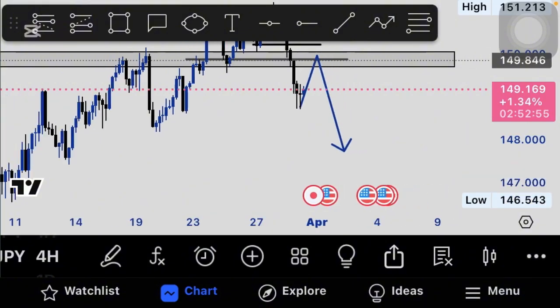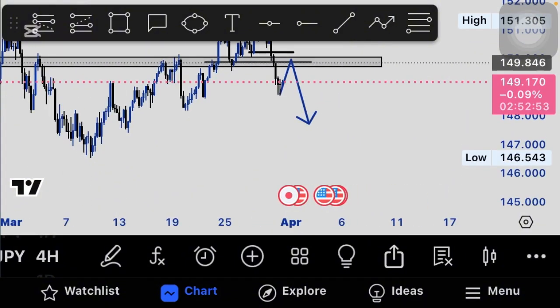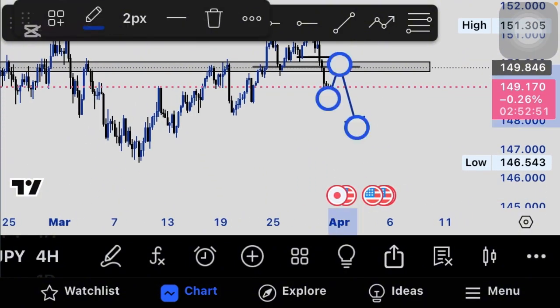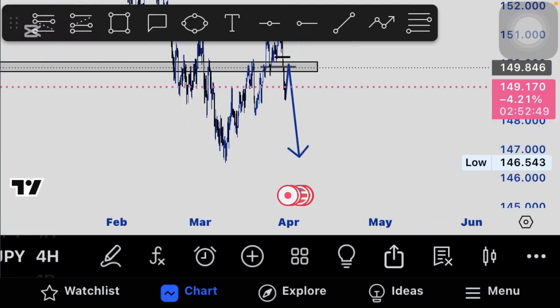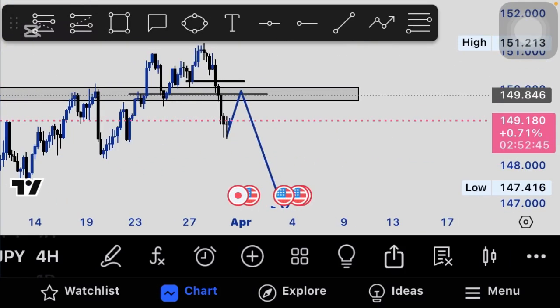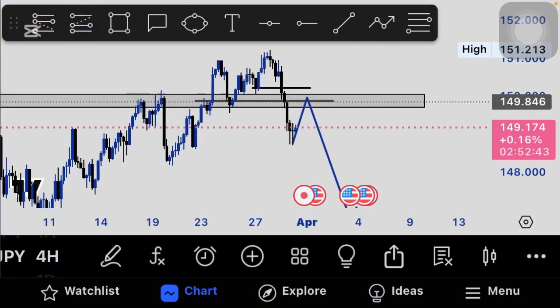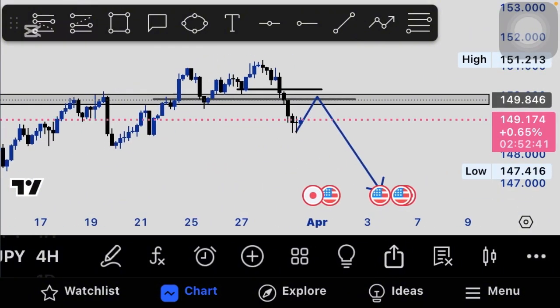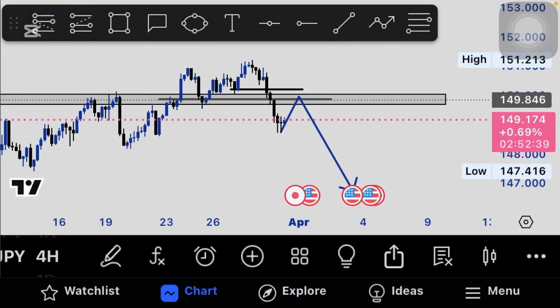So this is what particularly I'm waiting for. So I'll be selling right back to this point here. So that's where I'll be selling to. I'll be selling right back to that point. But before I sell, I want to see this happen, right? I want to see this happen.